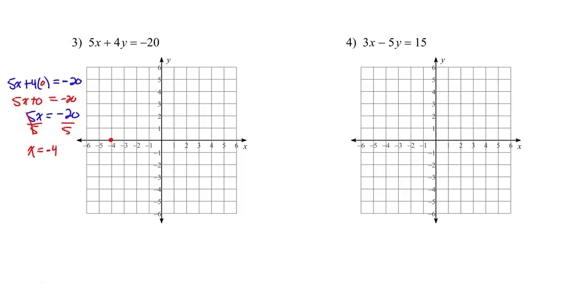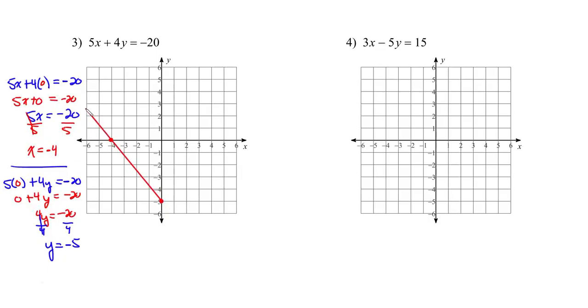Now let's go ahead and find the y-intercept. So this time we're going to make x 0. So 5 times x plus 4y equals -20, and we make x 0. So 5 times 0 is 0. Again, 0 plus anything equals that thing. So we end up with 4y equals -20. Then we divide both sides by 4, and we get y equals -5. So then we go to the y-axis and we put a point on -5, and then we just take our straight edge and draw our line.